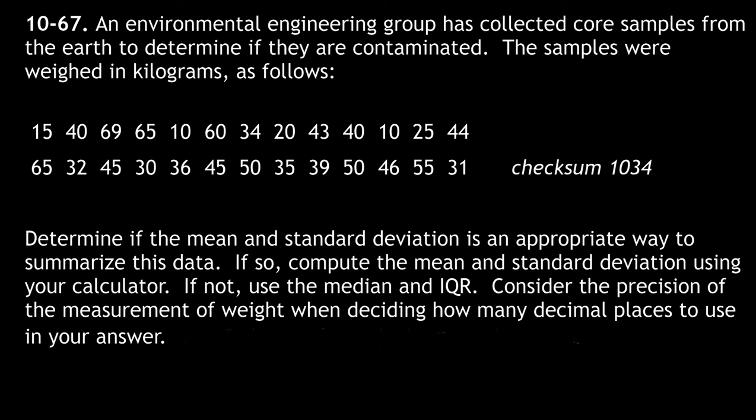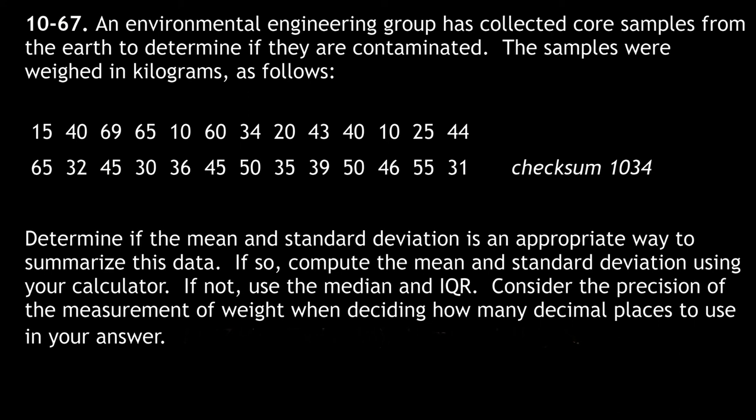67. An environmental engineering group has collected core samples from the Earth to determine if they are contaminated. The samples were weighed in kilograms as follows. So these are just the weights of the samples, and you can see these numbers here. I did enter these in the calculator already, so we're ready to go. I'm guessing I want to create a combination box plot and histogram.